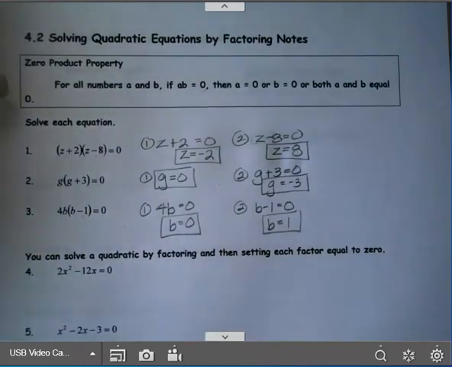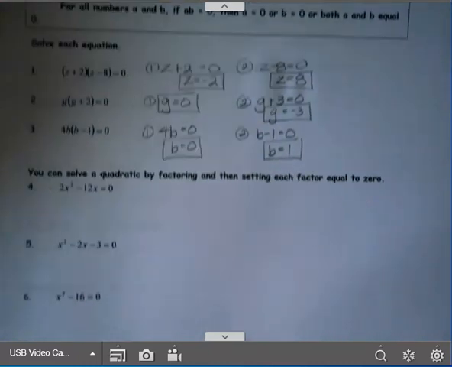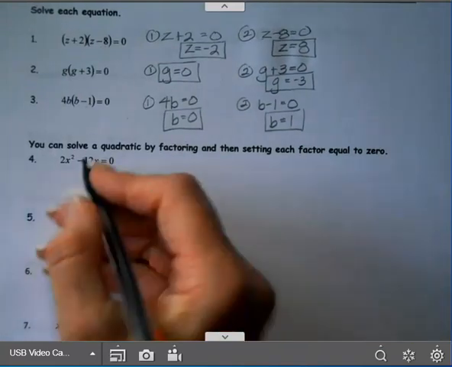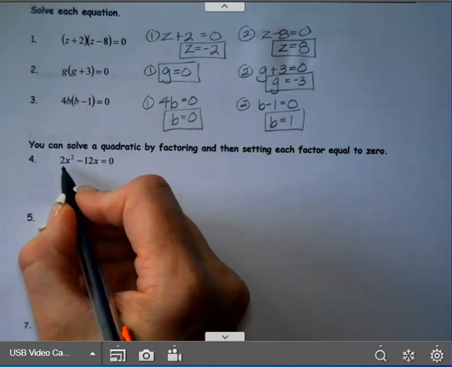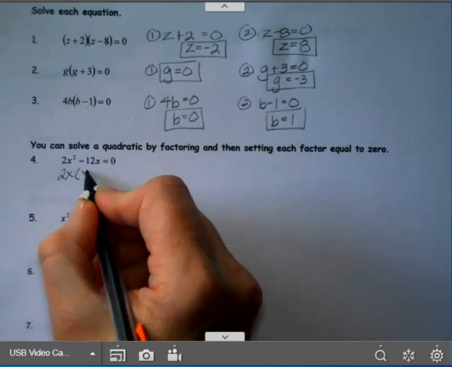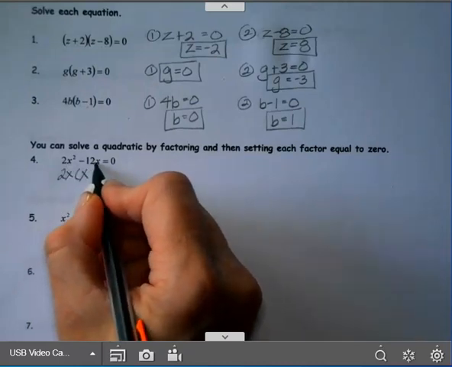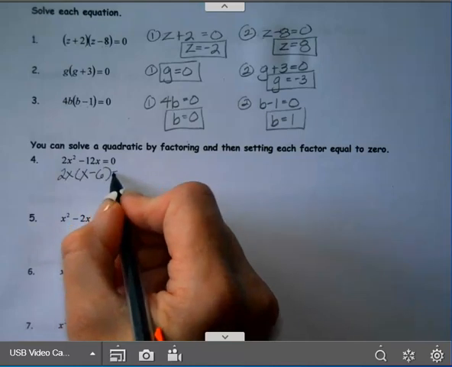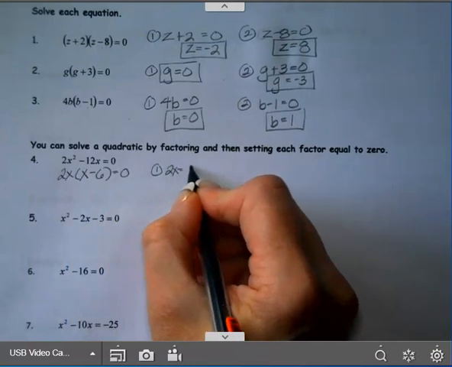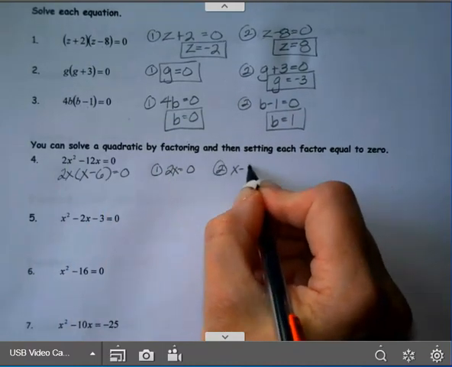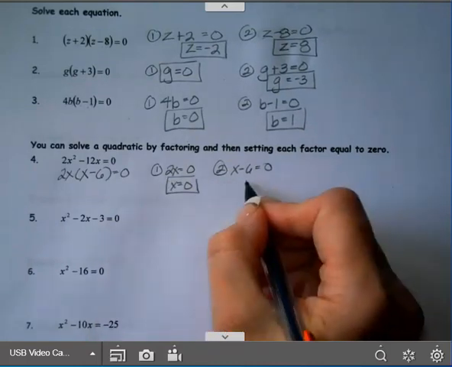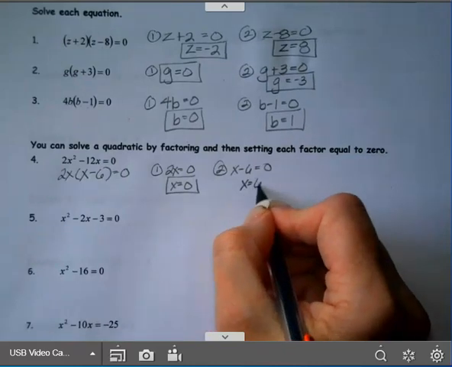They're not always factored for you. So if they're not, and you can factor it, that's one way to solve these. So for example 4, notice they have a 2x in common. And then I have x, and then divide this by 2x, and you're left with -6. So my two factors are 2x equals 0. And the second one is x minus 6 equals 0. So on this one, you'll have 0 is one solution. Add 6 to both sides, and 6 is another solution.